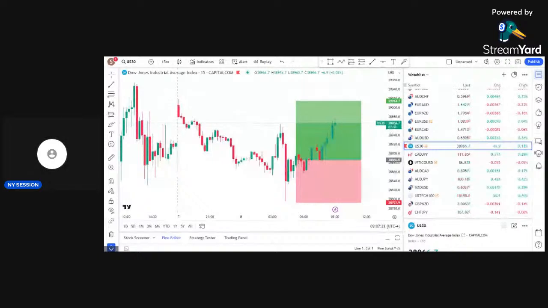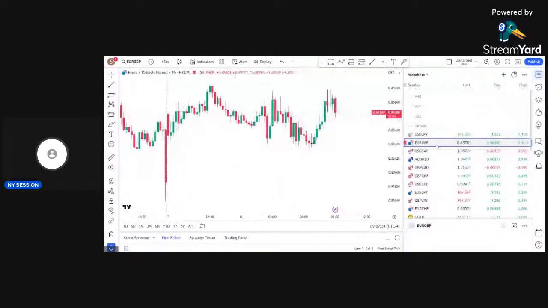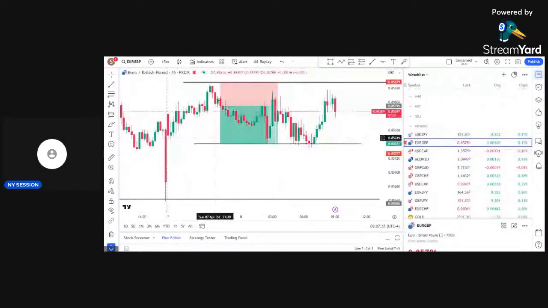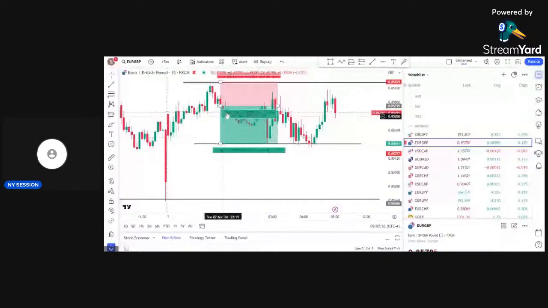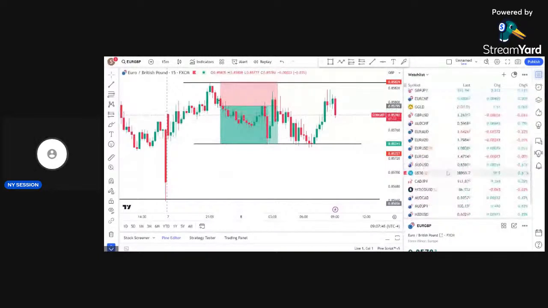So the London session gave us two setups, and the setups were from Euro GBP. Well, the Euro GBP gave us a setup in the Asian session, and it gave us a 1.5 return. Then we had the London session give us a US 30 trade, but outside of our timing window.